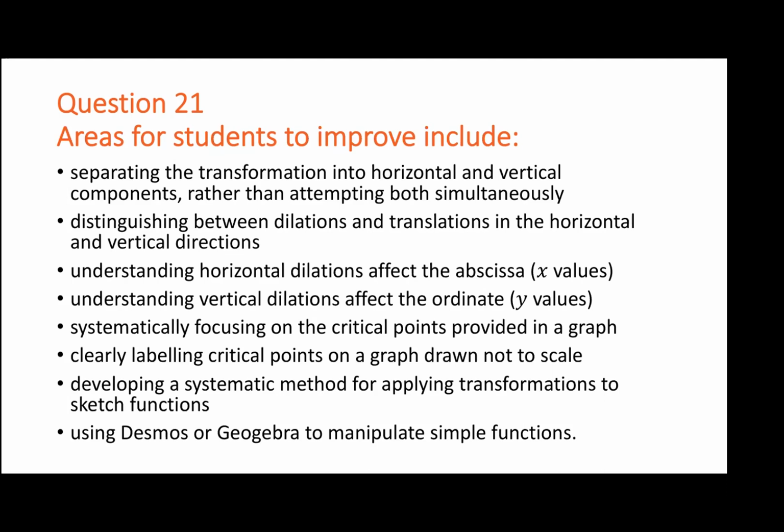Systematically focusing on the critical points provided in a graph. So we're just looking at the turning points and intercepts rather than any other point. We need to clearly label critical points on a graph, especially one drawn not to scale. So that was important. We need to see where the minimum is. If it's not to scale, it needs to be highlighted or explained.